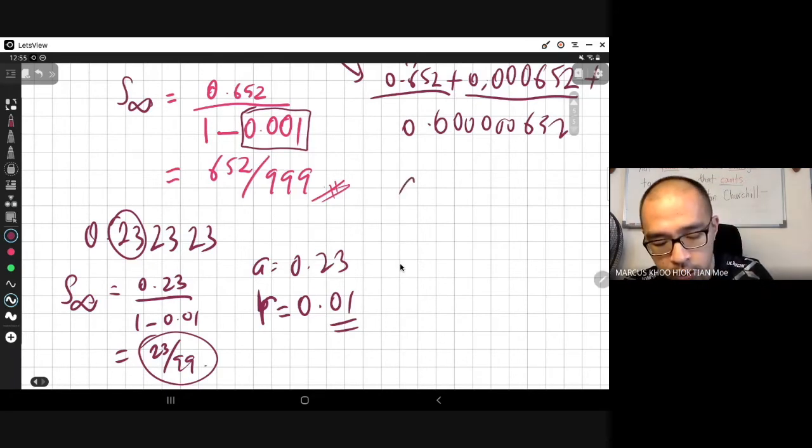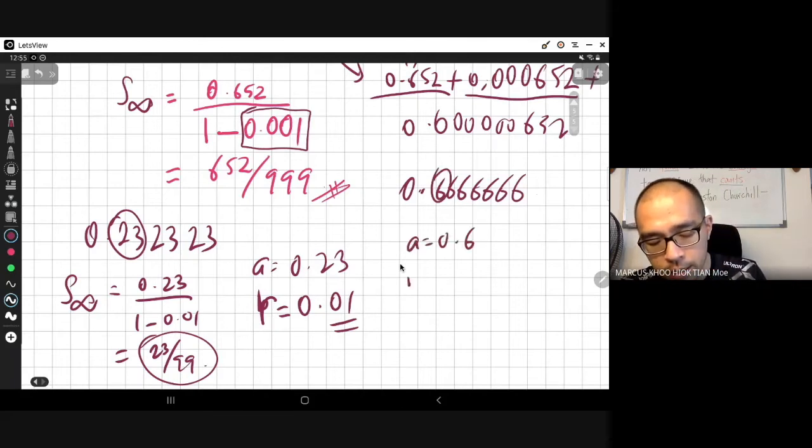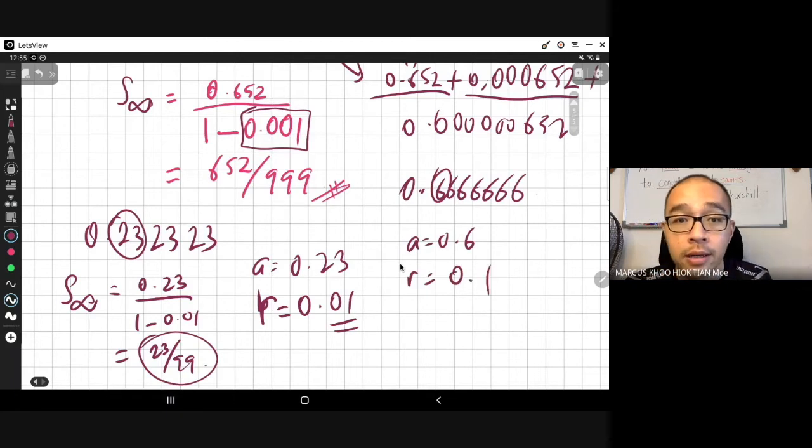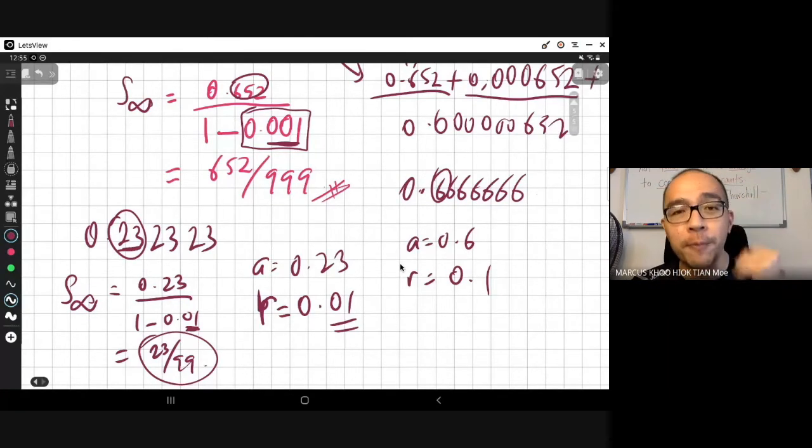Okay, let's say it's 0.666666666, the most common one that I see. So only one number is repeating. So A is 0.6, R is 0.1. One number repeats, so one decimal place. Two numbers repeat, two decimal places. Three numbers repeat, three decimal places. Of course, the last one must be one. Don't go and write 0.0001, that is four decimal places already.